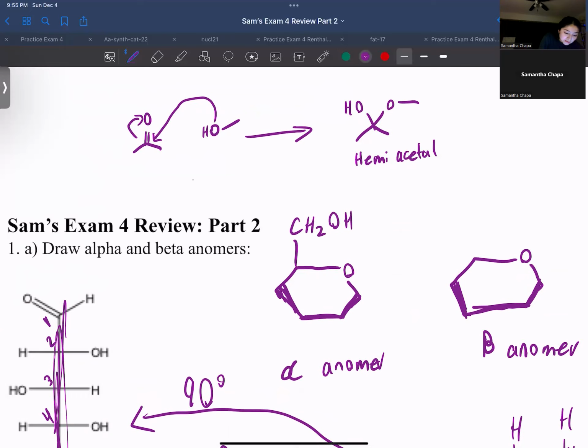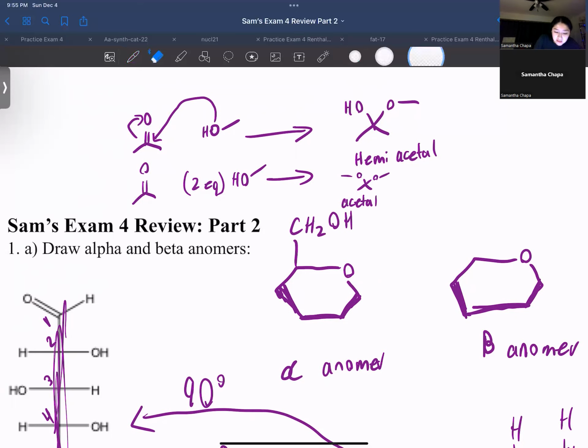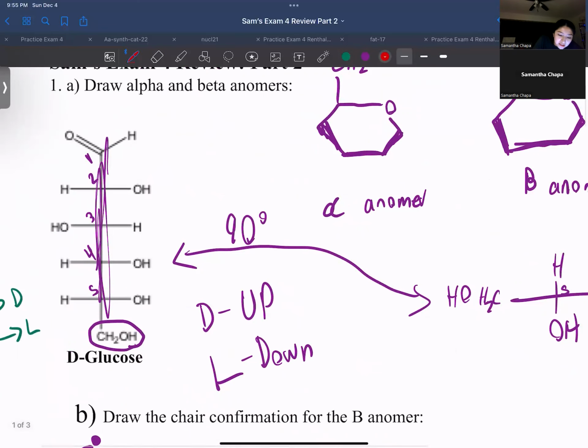And then if I do 2 equivalents, it'll be a full-on acetal, which looks like this. So the only difference between this one is I have an alcohol group and an ether group. So that's a hemiacetal. Whereas in the full-on acetal, I have 2 ether groups. On these that I'm about to do, check it out.